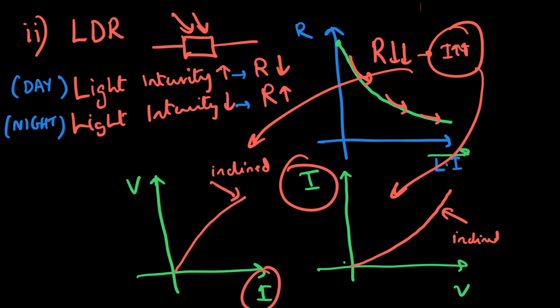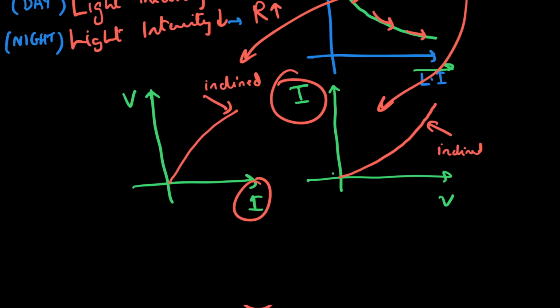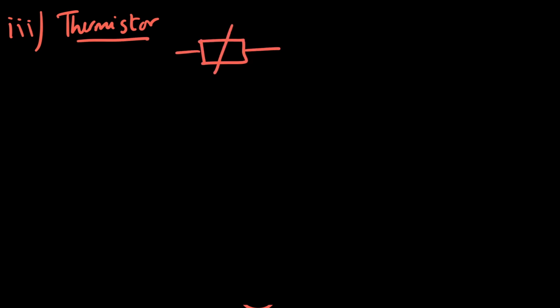That's how this goes. All right, and now the third graph. The third one is a thermistor. Now when you're discussing a thermistor, the symbol for a thermistor is like this. Again, when you heat up the thermistor, the resistance will decrease. If you put the thermistor in cold conditions, the resistance will increase.